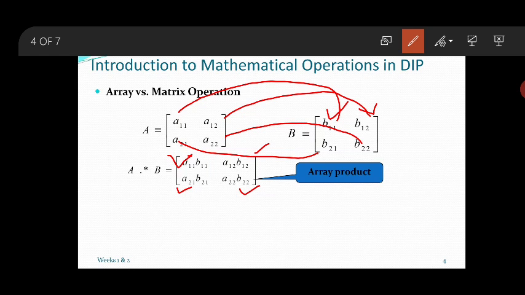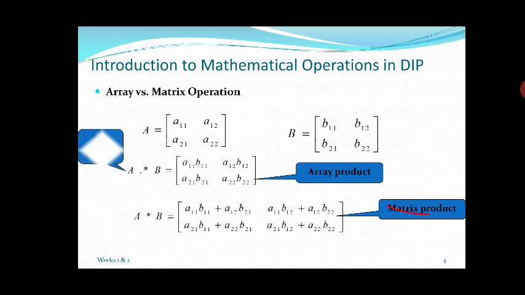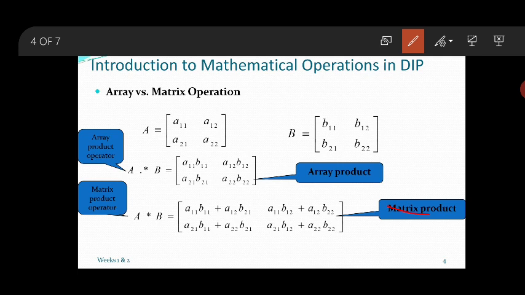I am just repeating, it is not the multiplication you perform with the mathematical operations on matrices. In digital image processing, we are performing a product. It is an array product, not the matrix product. We don't operate on that one. We are performing the array product. I hope things are clear for you.